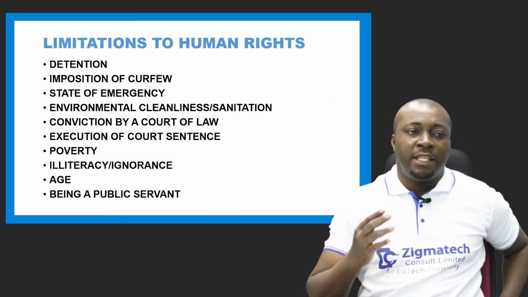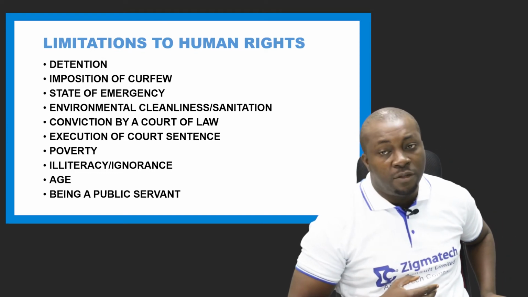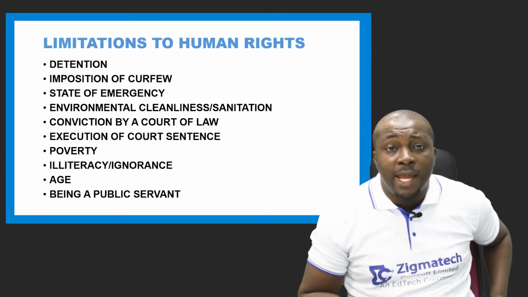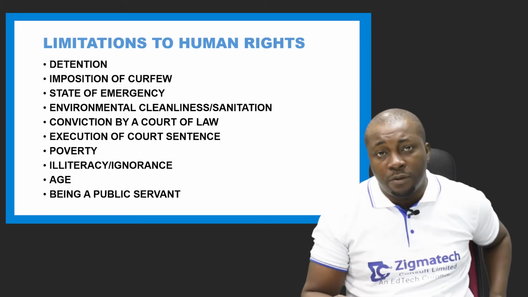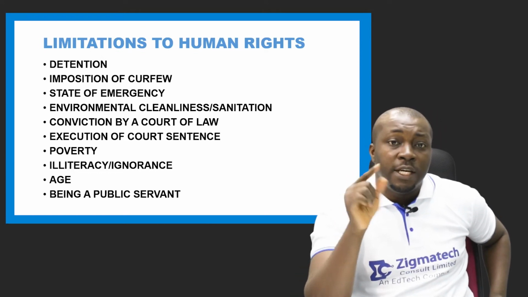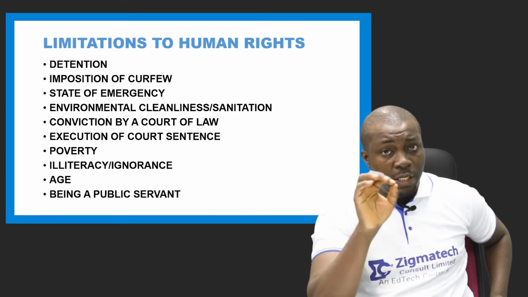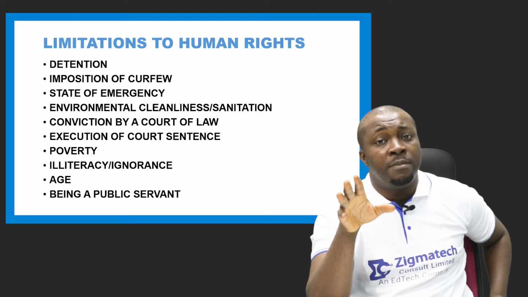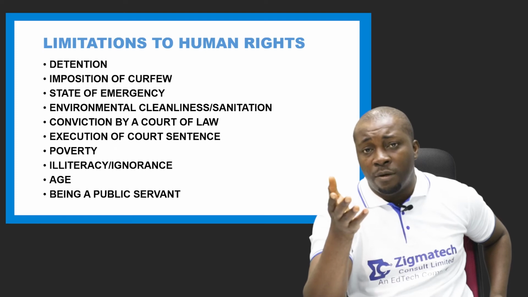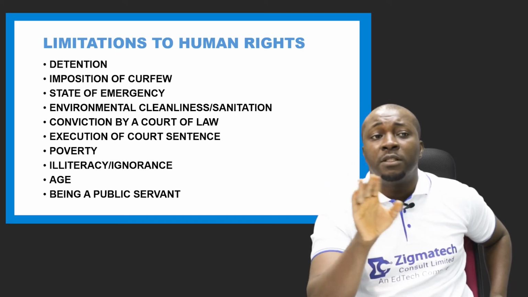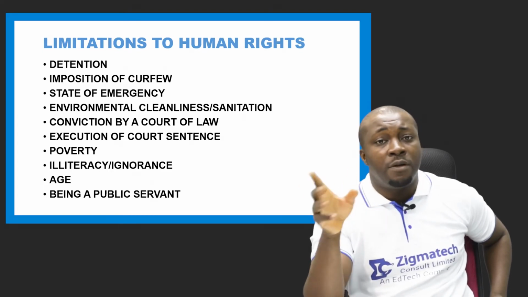Age can serve as a limit to human rights. How? Franchise that we talked about, the right to vote and be voted for, depends on age. In many countries, you must be up to 18 years before you can vote. Even to be voted for depends on the age that's allotted to that electoral office. The office of president has a particular age limit. You must be up to that age before you can contest. The governorship has its own. So age is a serious limitation to human rights. Even the right to drive, you must be up to a particular age before you can drive.